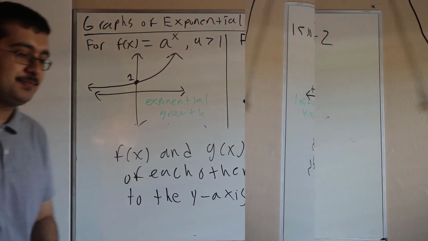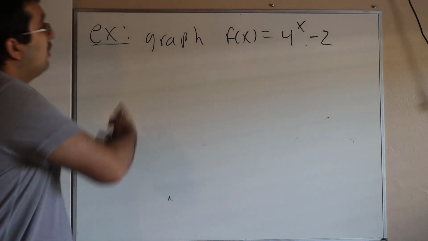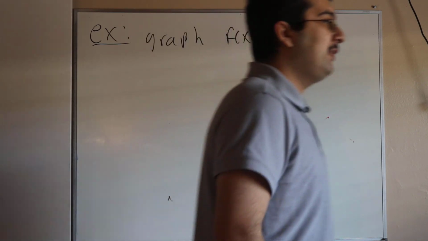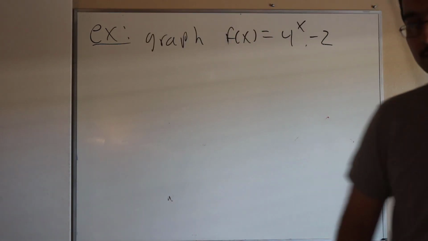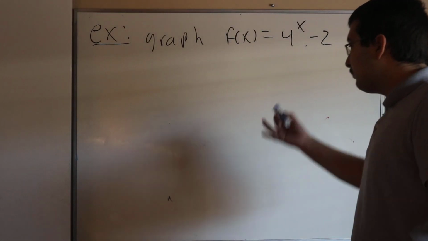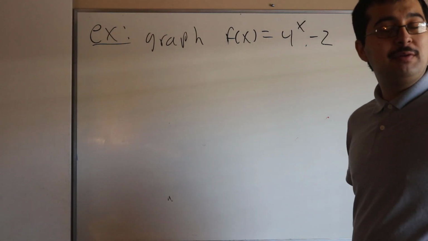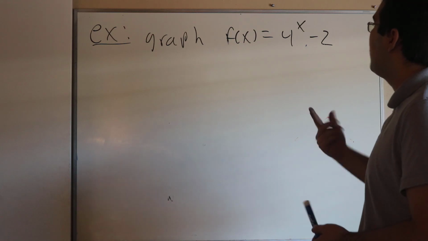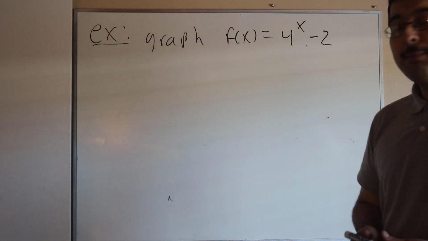next example. Okay, so for our next example, let's just go ahead and graph the following function. f of x equals 4 to the power of x minus 2. Now, as I briefly mentioned, this is a translation of the original function we talked about, 4 to the x, right?